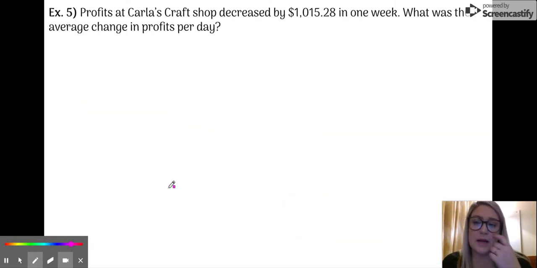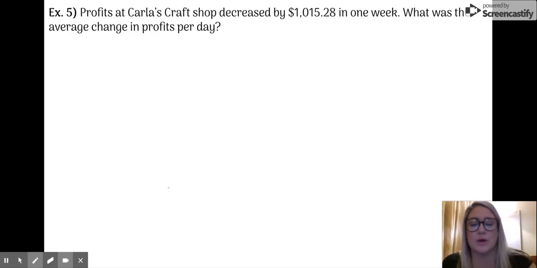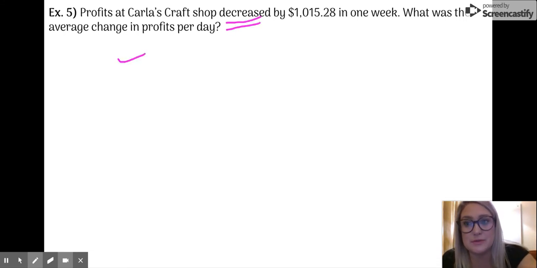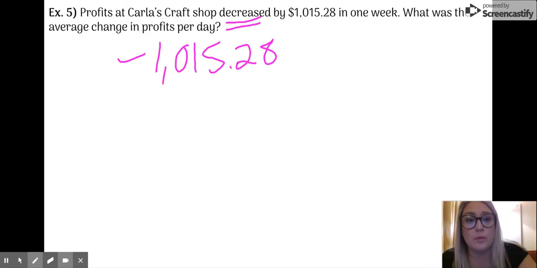All right, now we're going to kind of change gears. The ones we did previously were a lot of adding and subtracting, and we're going to get into the multiplying and the dividing for our rational numbers in a word problem. So it says profits at Carla's craft shop decreased, which means went down. So we're going to represent that as a negative, by $1,015.28 in 1 week. What was the average change in profit per day?